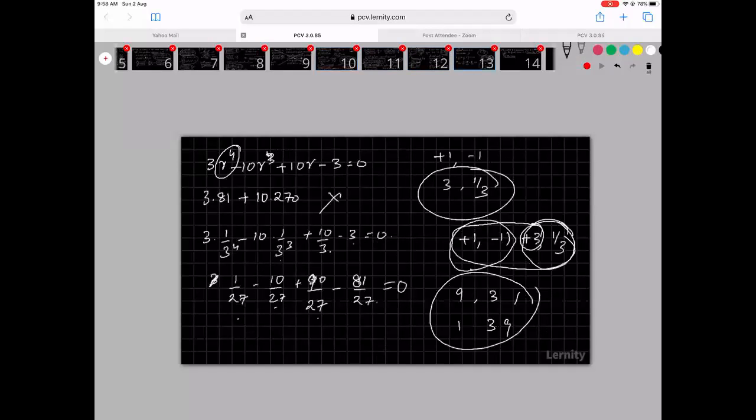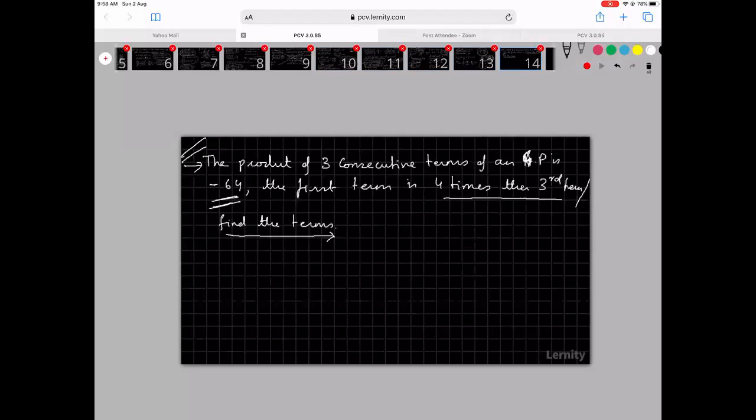So we were adamant on finding out the 4 roots. So here we found out the 4 roots. Here is the next question. Please work this out.